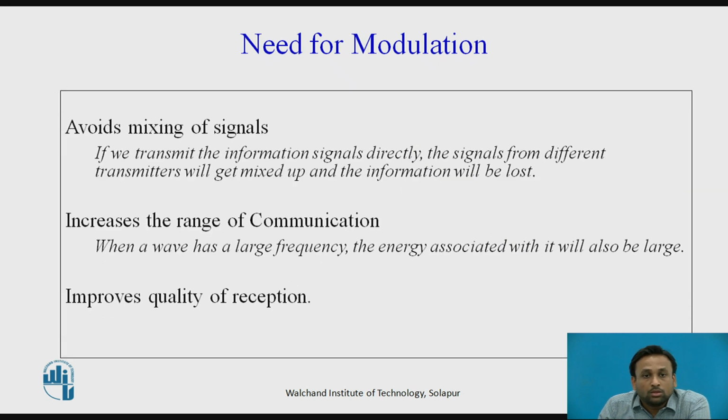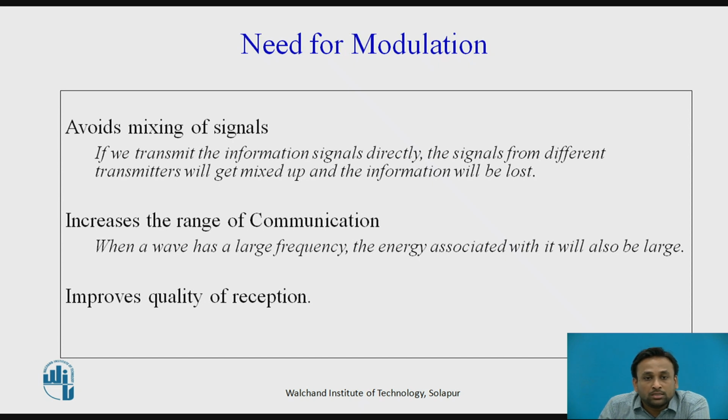Next, avoid the mixing of signals. If we transmit the information signal directly, the signals from different transmitters will also get mixed up and the information will be lost, as the information signals may have the same frequency transmitted from different transmitters. But if we mix with different carrier frequencies, it will avoid the mixing of signals.